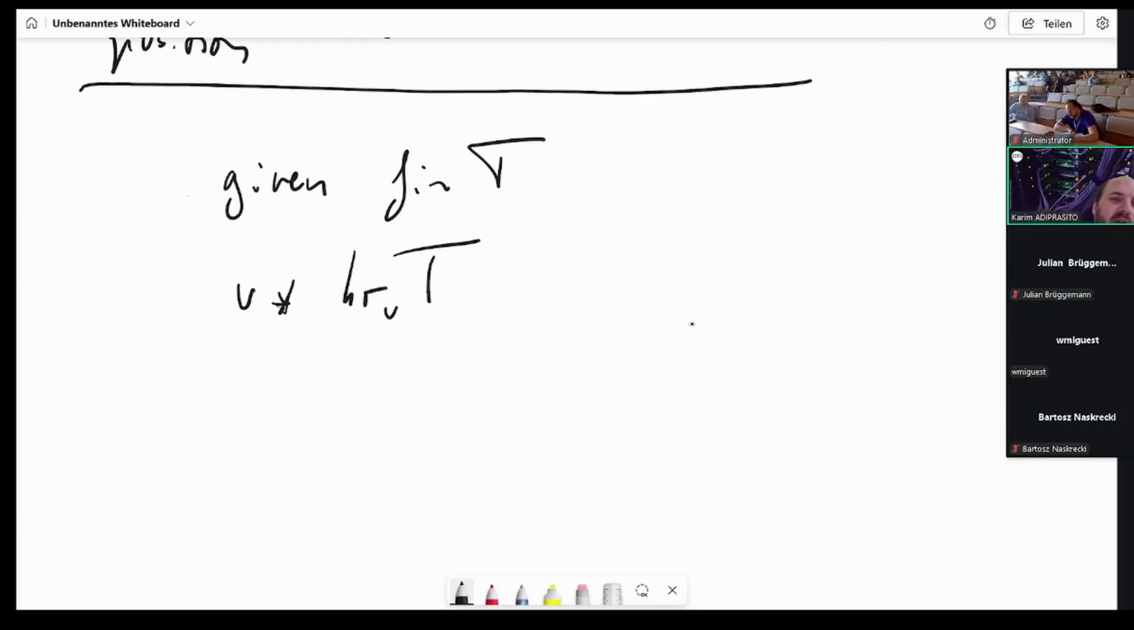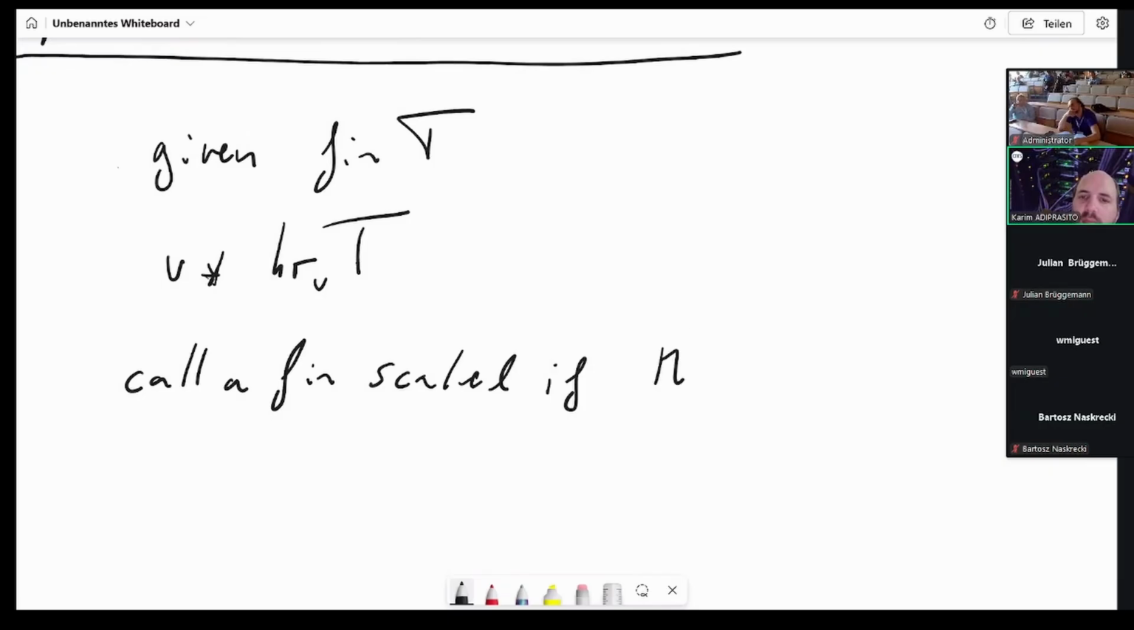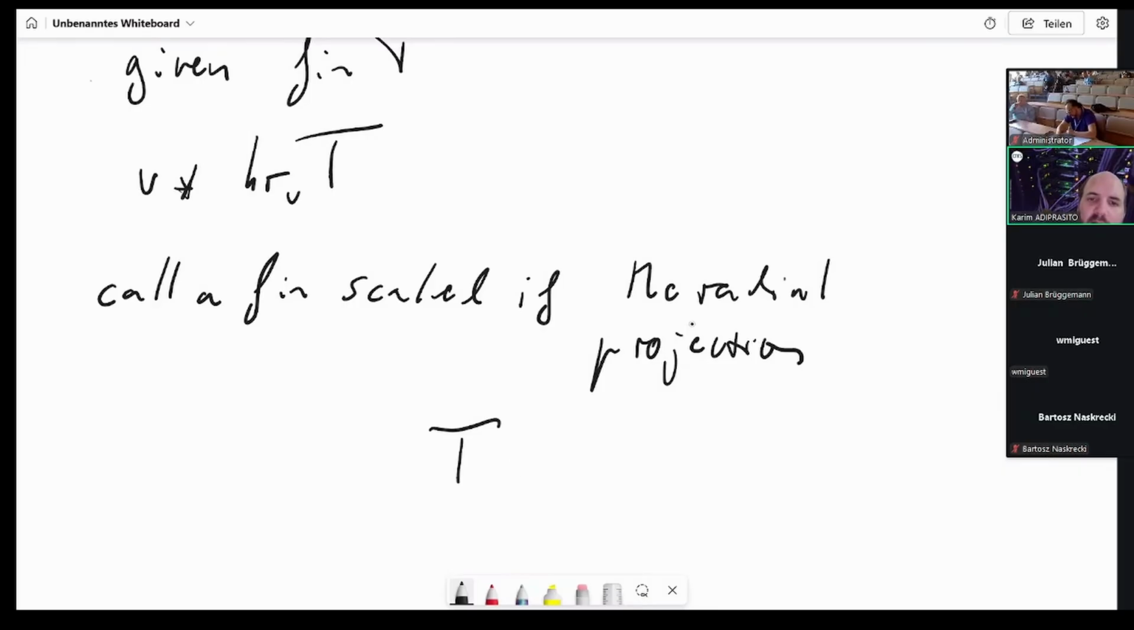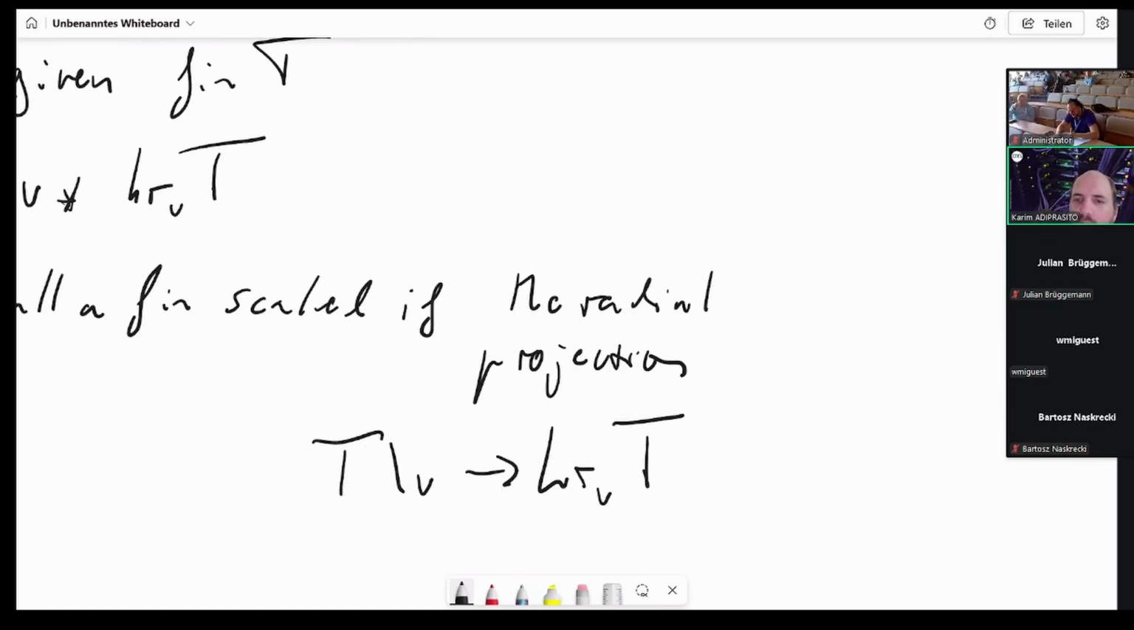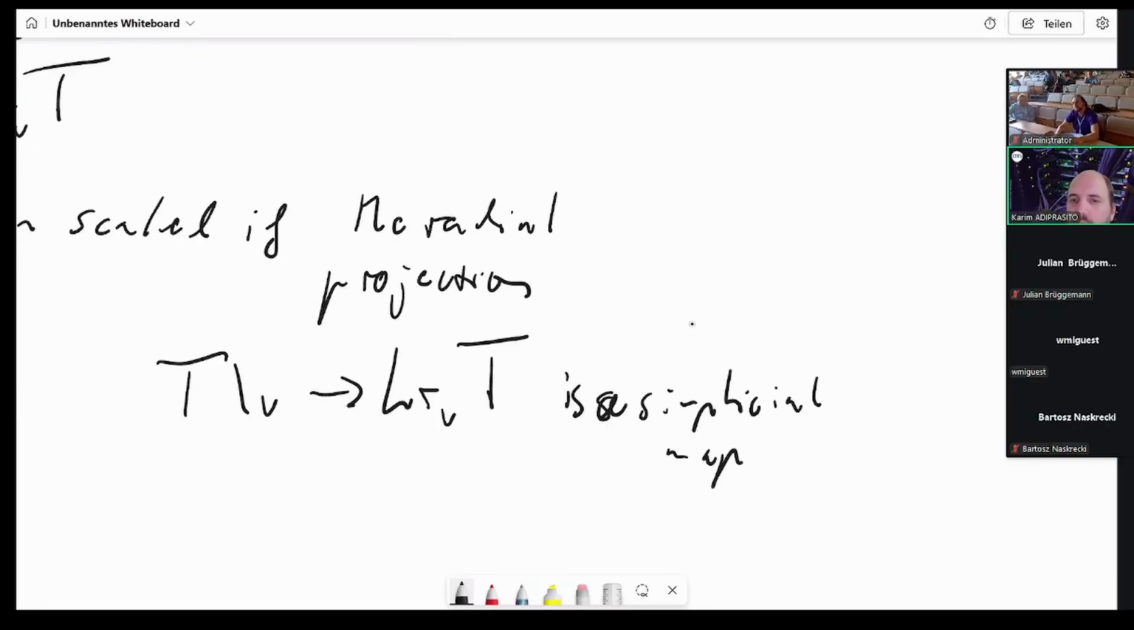And what I do further is, I call a fin scaled if, now it gets a little bit more complicated, the radial projection from T, with V removed, to the horizon is a simplicial map. That is, it sends simplices to simplices.